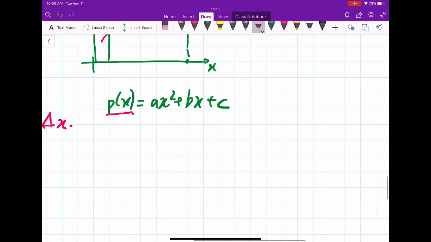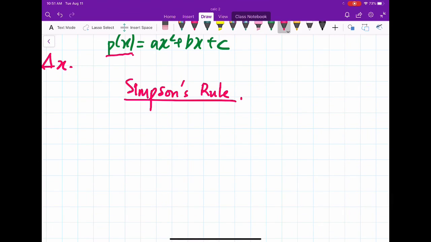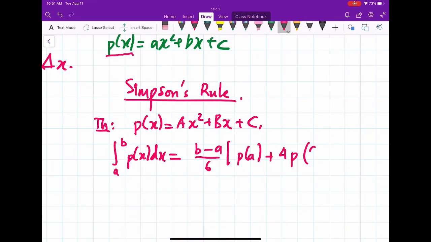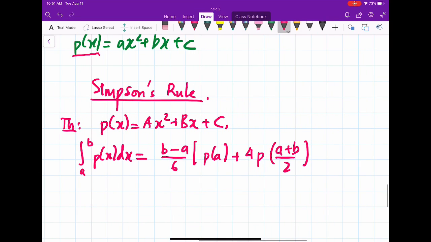For this situation, we have the so-called Simpson's rule. It says if you have a polynomial p(x) equal to ax squared plus bx plus c, then the integral from a to b of p(x) dx is nothing but (b minus a) over 6 times [p(a) plus 4 p((a plus b) over 2) plus p(b)].